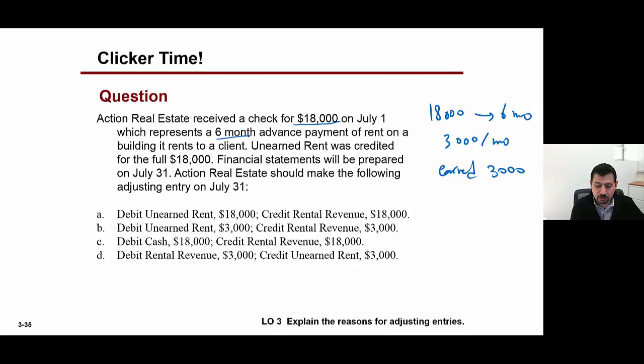Their liability, unearned rent, has decreased by $3,000, because they earned $3,000 of it. So how much is still unearned? $15,000. And what's the journal entry at this point? It would be to debit unearned rent revenue to decrease the liability by $3,000, and we credit rent revenue $3,000 in order to increase and recognize those revenues.